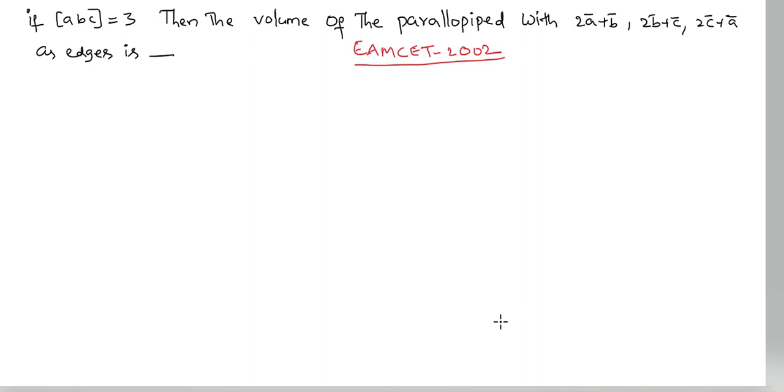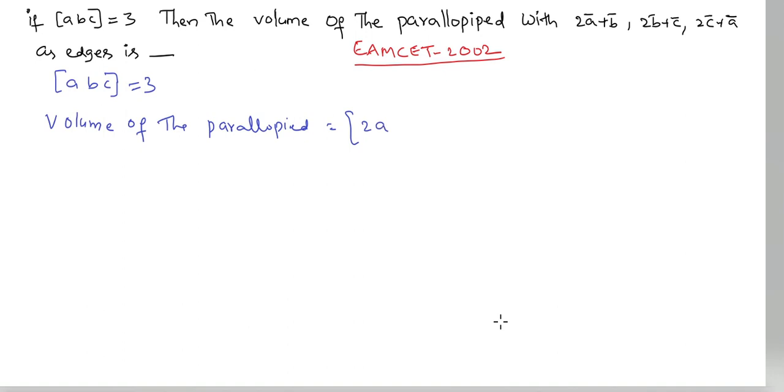If box ABC is equal to 3, then the volume of the parallelepiped with 2A bar plus B bar, 2B bar plus C bar, 2C bar plus A bar as edges is dash. Here box of ABC is given equal to 3. So now the volume of the parallelepiped with these as edges is given by the box of 2A bar plus B bar, 2B bar plus C bar, 2C bar plus A bar. Now we find the box of this value.